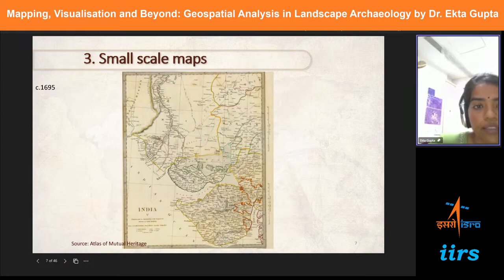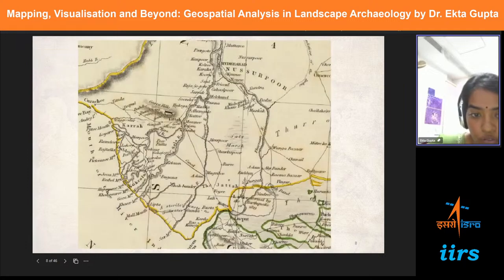And then we have small scale maps. Small scale maps cover a larger area and can be used to understand larger features like rivers, coastline, maybe some islands, and multiple sites and their relative positions. And in some cases, they can be really useful to understand trade networks, because some of these old maps mention old trade networks, so they are useful for that.